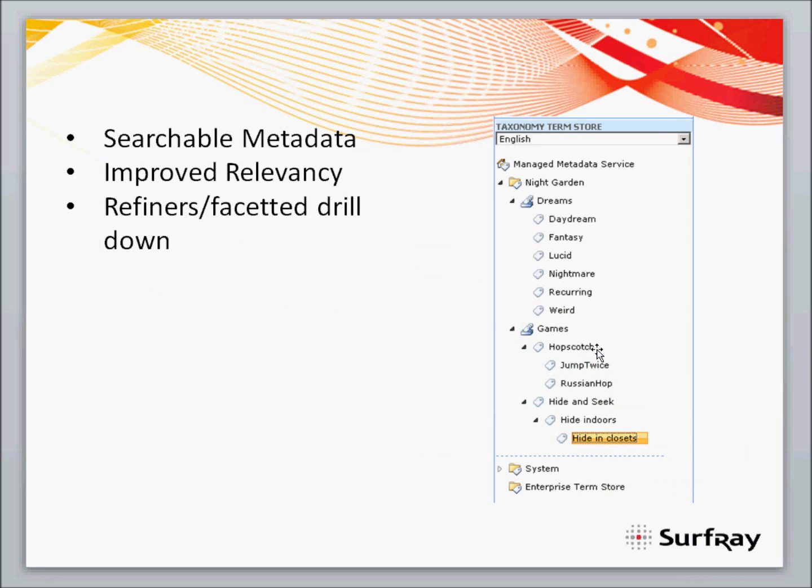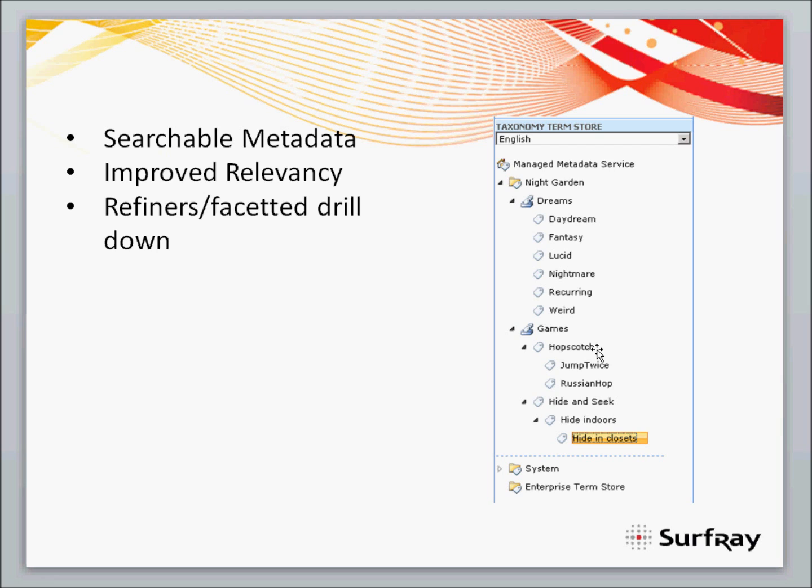For search, it also makes this metadata searchable. So we can actually have this structured metadata come back in search results and improve the quality of the search. A couple things are going to happen. One is that documents that previously didn't have the terms that we were searching for on them, if tagged and managed with the Managed Metadata Service, are going to get those results back. And also the relevancy is going to be improved for those documents because they'll have more keyword data on them in order to get back better.